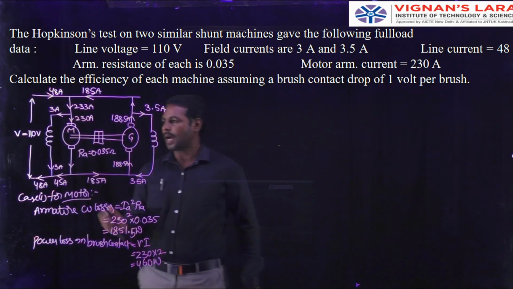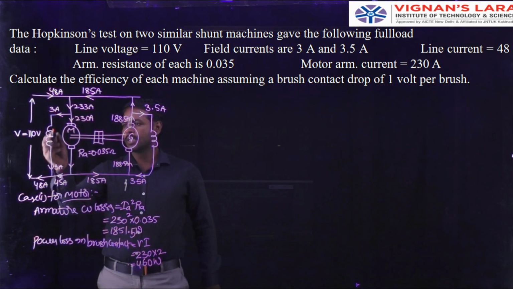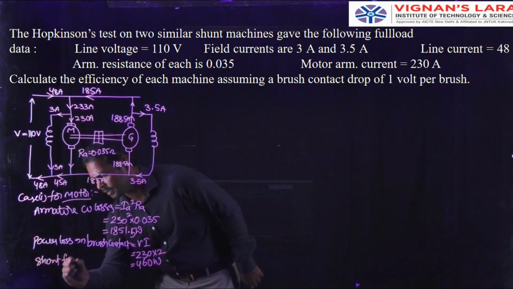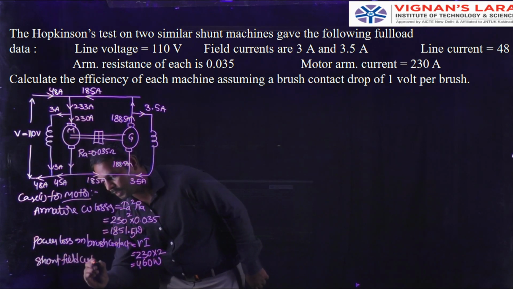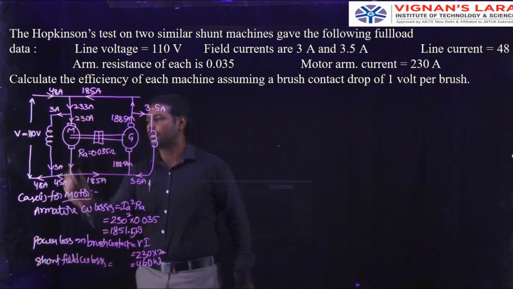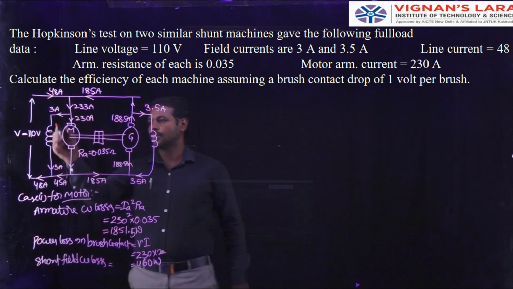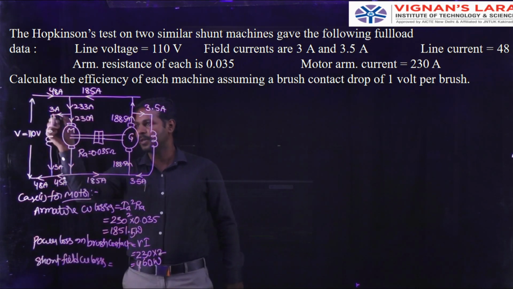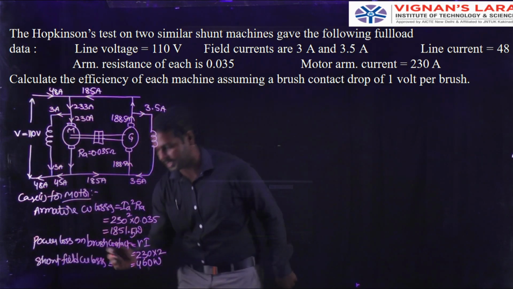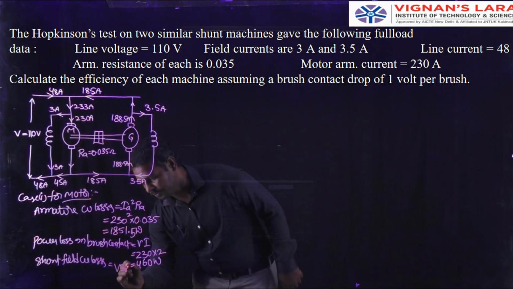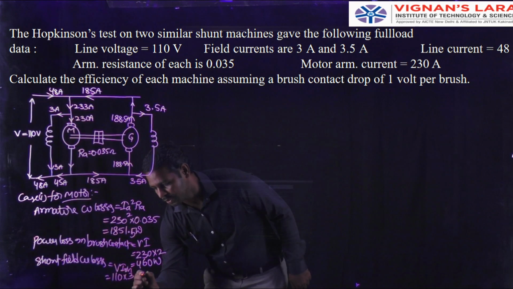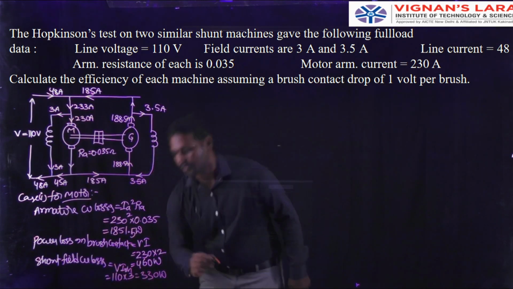The third one is shunt field copper losses. Shunt field copper losses are equal to voltage into current. The voltage is 110 volts, because the potential difference between these two must be equal to the supply voltage. So it is V into Ish, 110 multiplied with Ish is 3, which is equal to 330 watts.